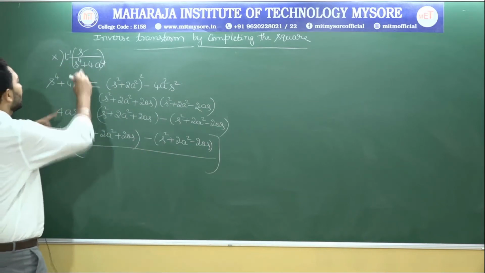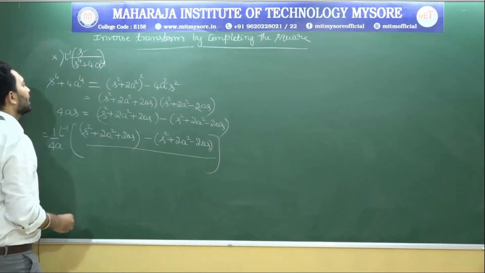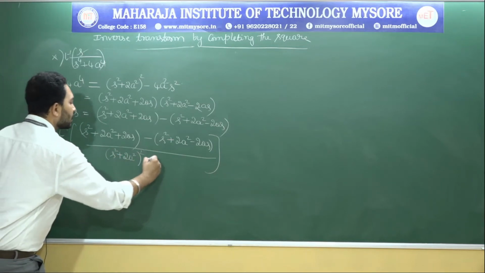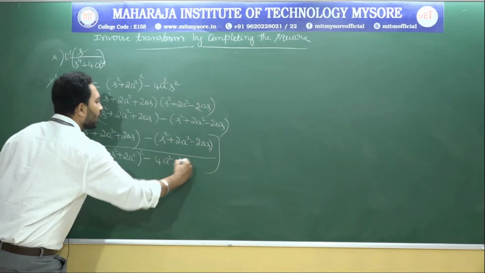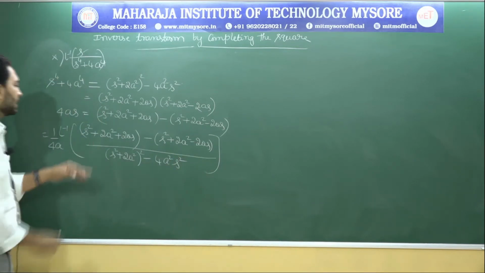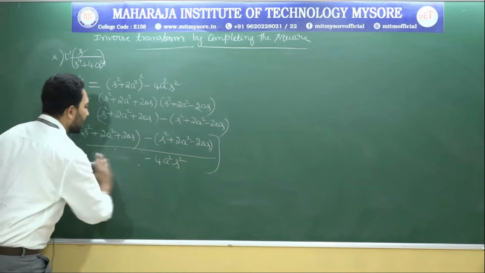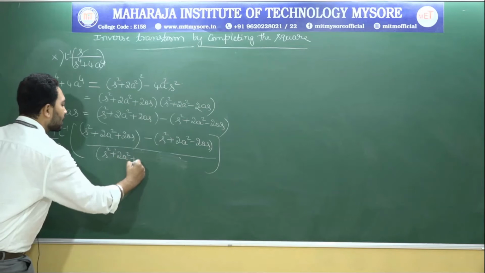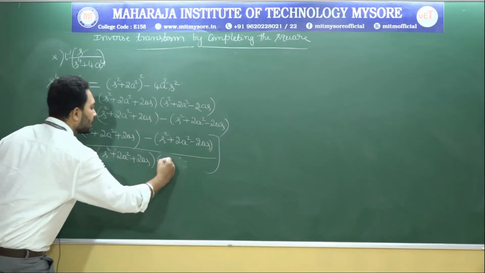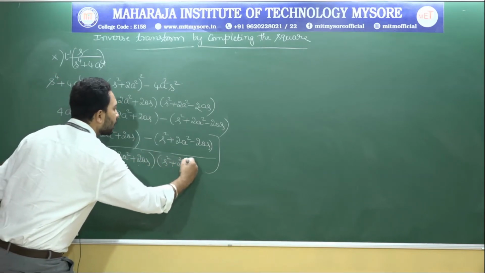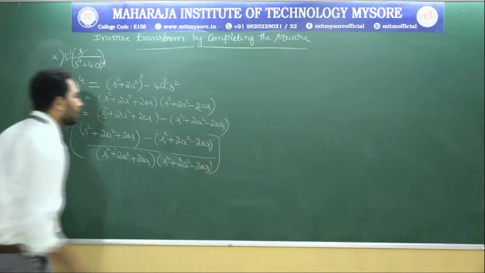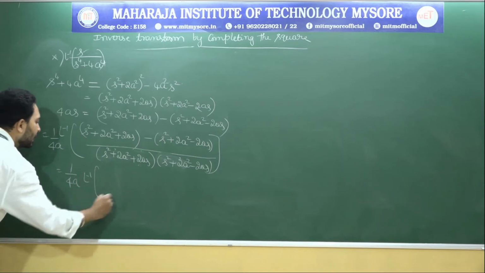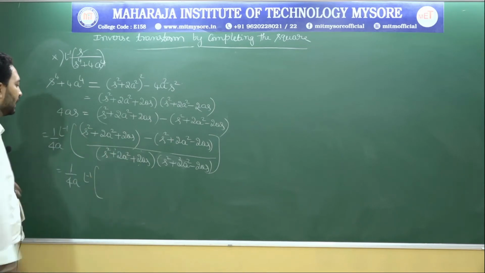Overall divided by s square, s power 4 plus 4a power 4 is (s square plus 2a square) whole square minus 4a square s square. It is nothing but a square minus b square. I can write this as (s square plus 2a square plus 2as)(s square plus 2a square minus 2as). So it is nothing but 1 by 4a into L inverse of this, and this will get cancelled.